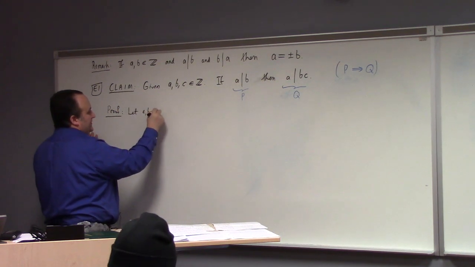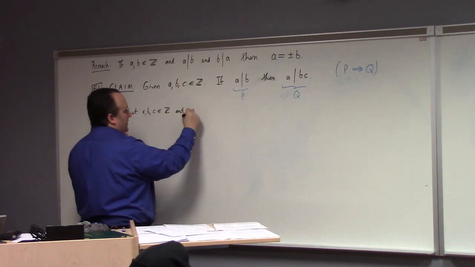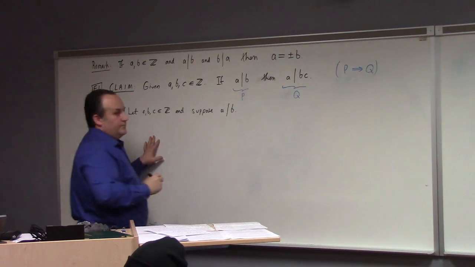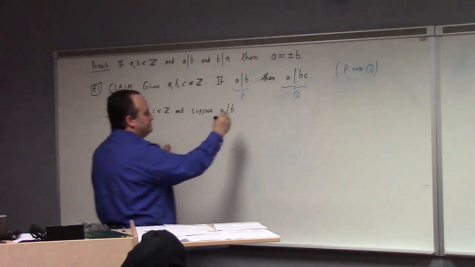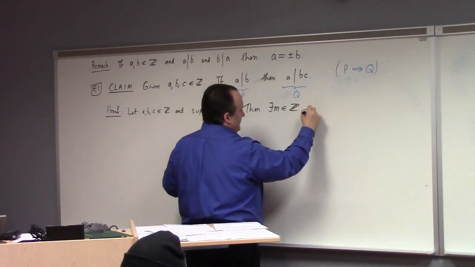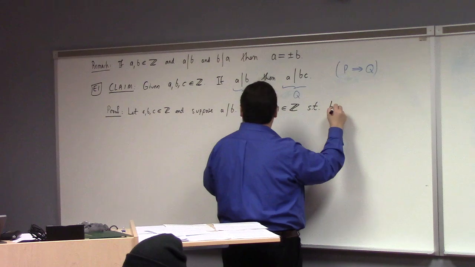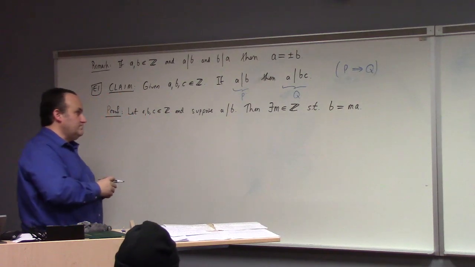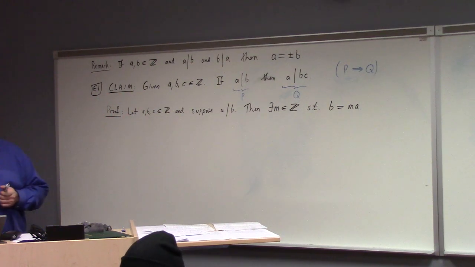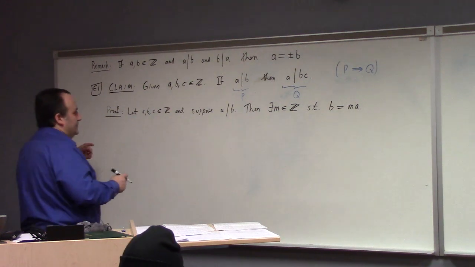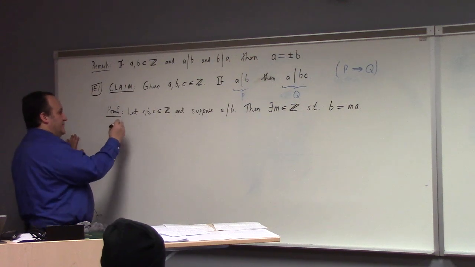Let a, b, c be integers, and suppose that a divides b. Then there exists m in the integers such that b is equal to m times a. If a divides b, that means b has to be a multiple of a, which is to say it's m times a. This is the definition, which I hope you wrote down.